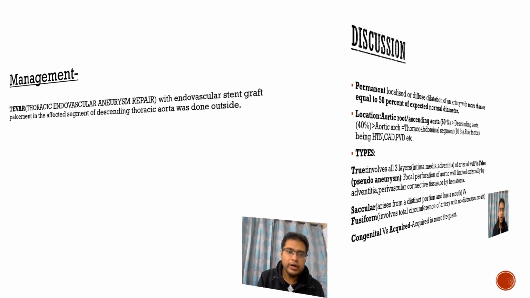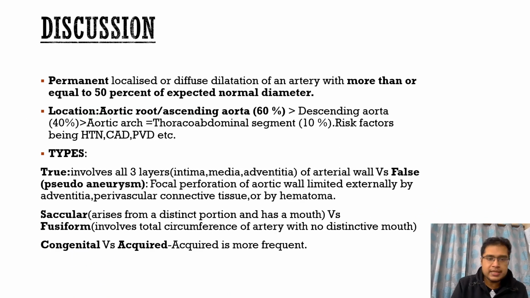So what exactly is an aneurysm? The aneurysm is actually a permanent localized or diffuse dilatation of the artery with more than or equal to 50% of the expected normal diameter. Location, commonly it is located in the aortic root and the ascending aorta, then the descending aorta and the arch. And risks of development of an aneurysm include hypertension or coronary artery disease.